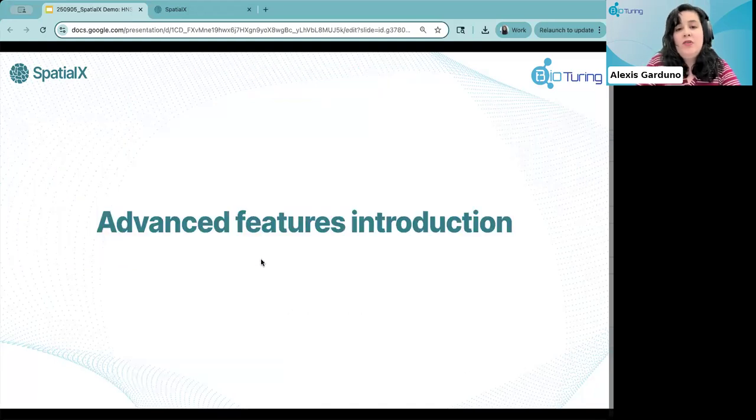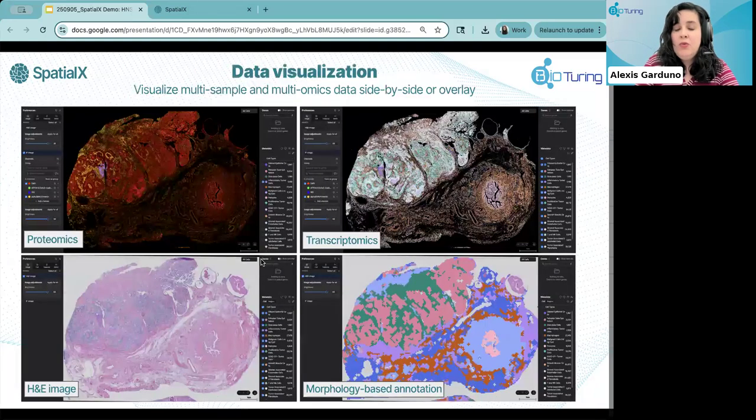Okay, so just before I go into the actual live demo, where I'll show you how you're able to create those analyses from the system, I do want to recap what SpatialX is actually used for. It is a platform specialized for analyzing spatial imaging data across different technologies, looking at multiple samples across different multi-omics data sets, which can be done through a side-by-side comparison.